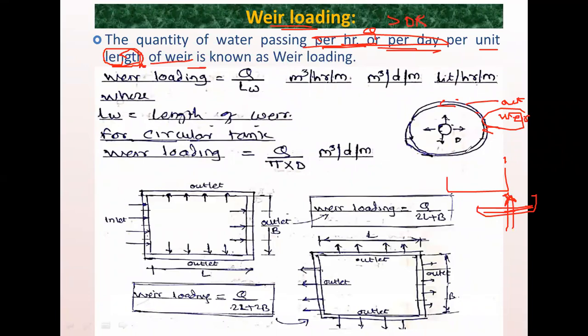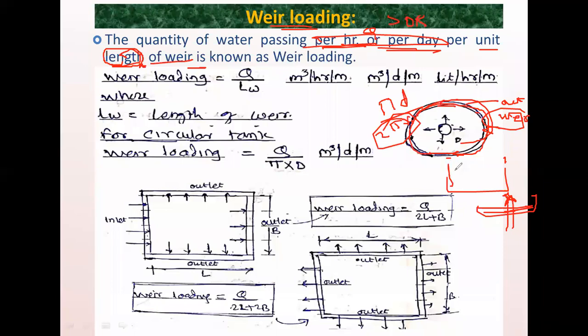Okay. Now in this circular tank, here we are talking about the periphery of the circle or circumference of the circle will be the length of the weir. Okay. In a circular section, what will be the length of the weir? Circumference of the circle. What is the circumference of a circle? It is pi into d or 2 pi r. This is the circumference of the circle.